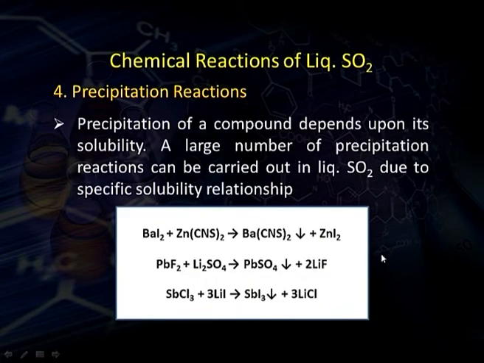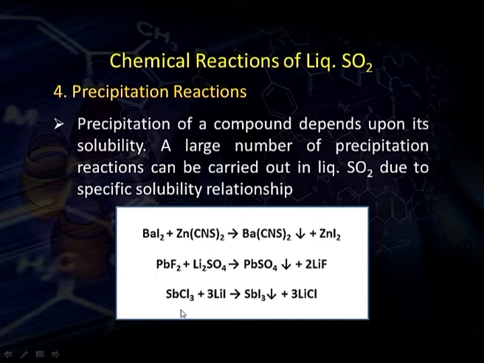Next are the precipitation reactions. Precipitation of a compound depends upon its solubility. A large number of precipitation reactions can be carried out in liquid SO2 due to specific solubility relationships. We have barium iodide and zinc thiocyanate, it forms a precipitate of barium thiocyanate plus zinc iodide. Similarly, we have lead fluoride plus lithium sulphate, it will form a precipitate of lead sulphate. The compound which is less soluble gets deposited as a residue and it is called the precipitate.